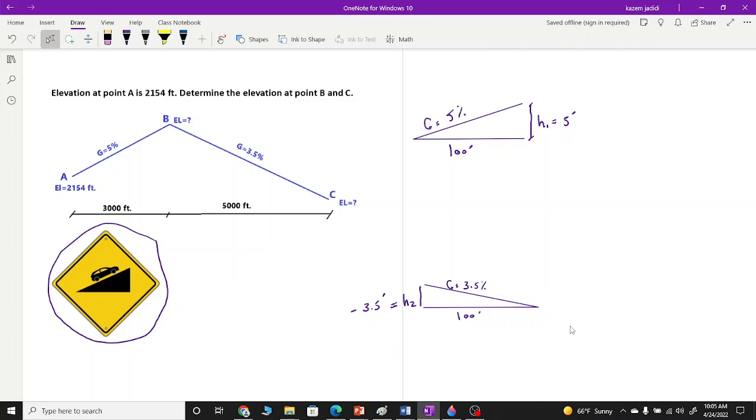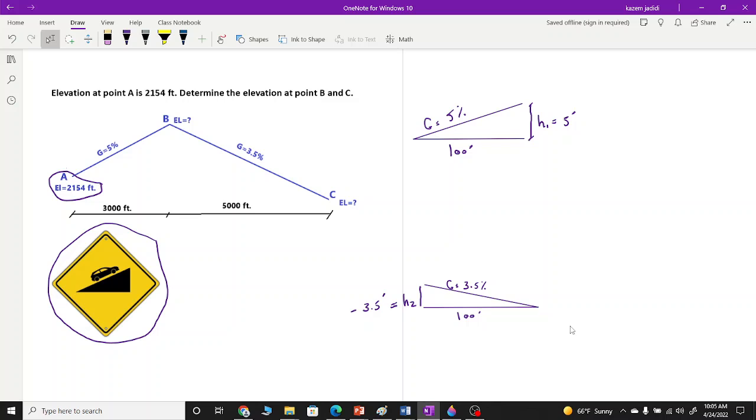So horizontal 100 feet, vertical G. If it's 5% means 5 feet. If it's 3.5% means 3.5 feet. Now let's use this logic to find elevation at point B.